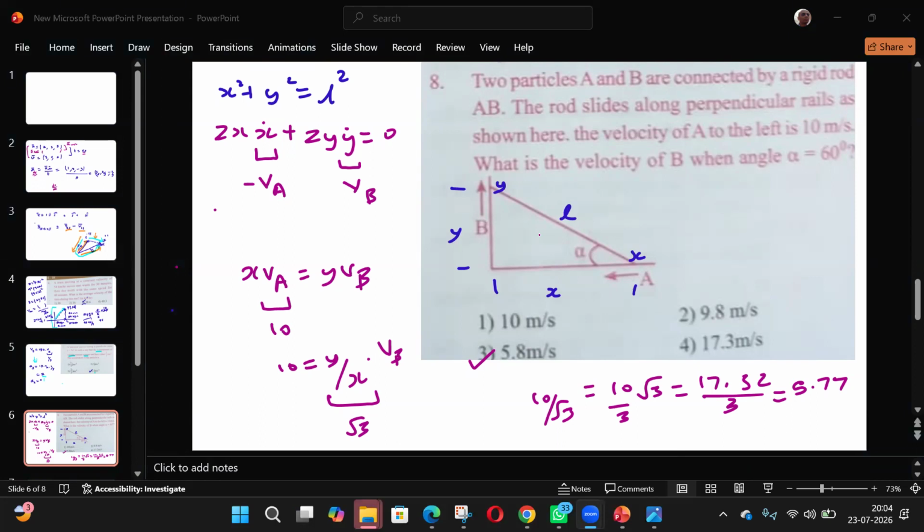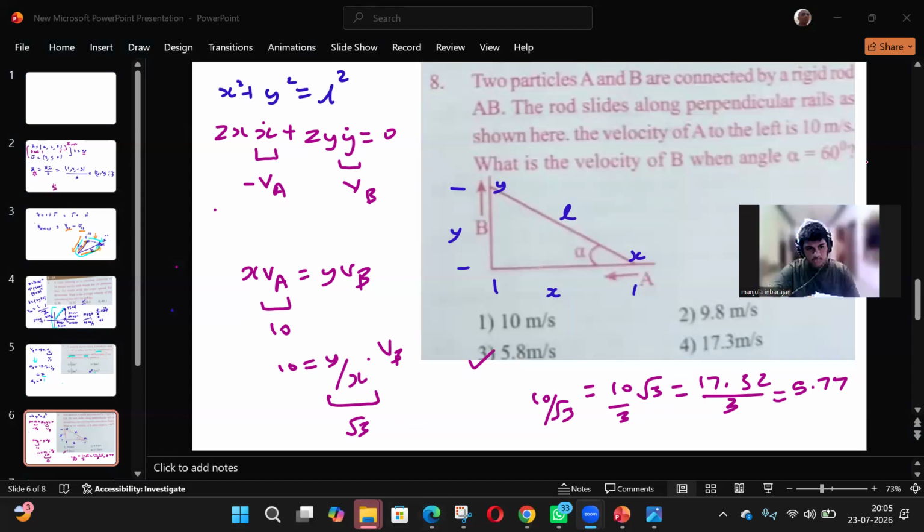Okay, understood? When you're writing x squared plus y squared equal to h squared, there are two variables, x and y. If you write tan alpha equal to y by x, alpha is also a variable. So there are three variables. Understood? Clear? Yes, sir.